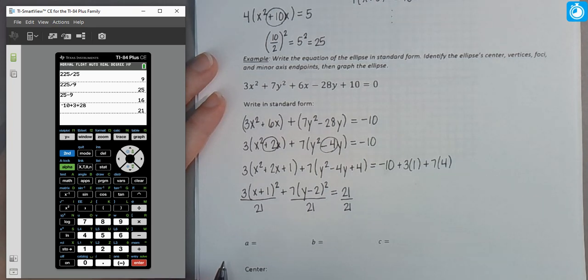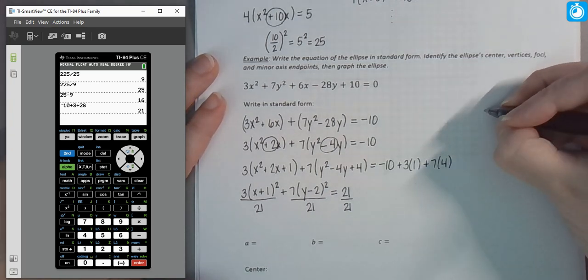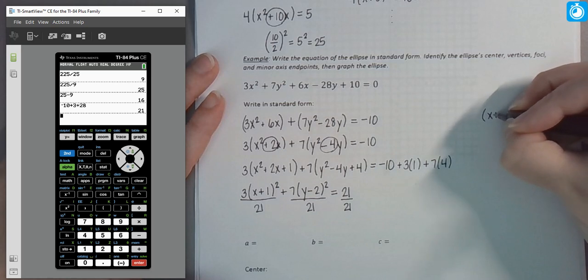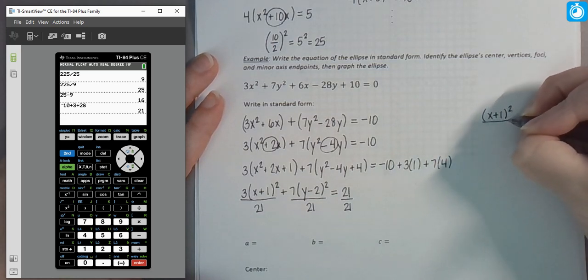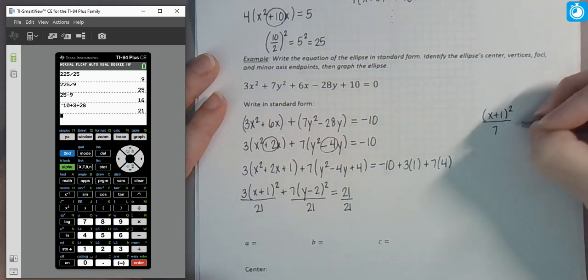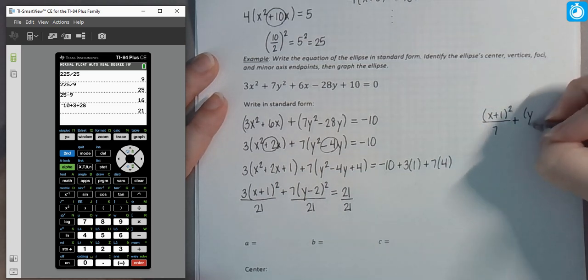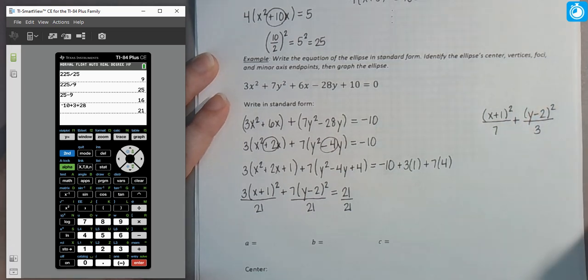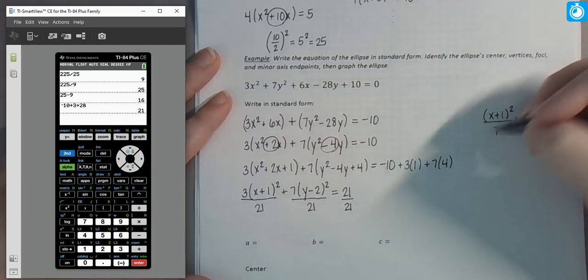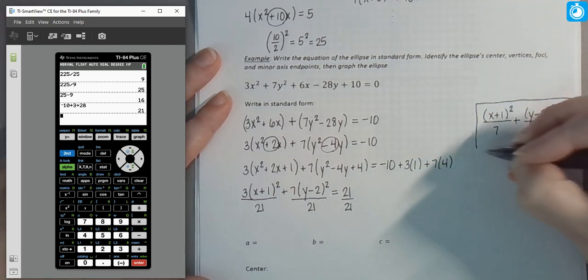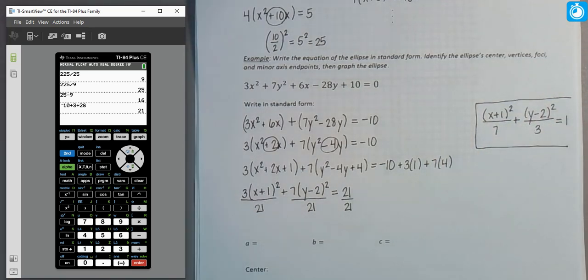So 3 divides into 21 7 times. So we now have a denominator of 7. So x plus 1 squared over 7. Plus 7 goes into 21 3 times, so our denominator is now 3. So y minus 2 squared over 3. And then 21 over 21, the goal was to get a 1, and we do get a 1. So this is going to be the actual standard form equation we're graphing.